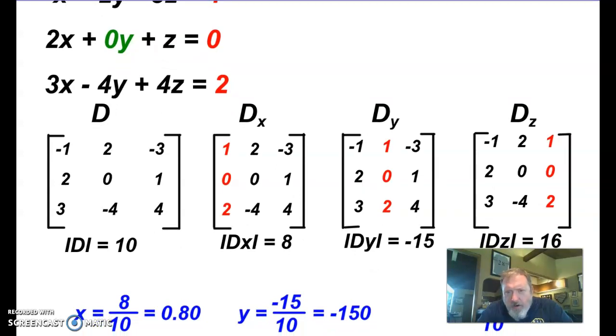And then to get our values for each variable, we just do Dx over D, so 0.8, Dy over D, which should be negative 1.50 there. Sorry about that. Okay, get a decimal point in there.